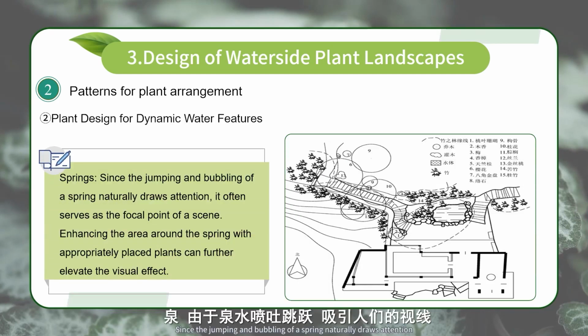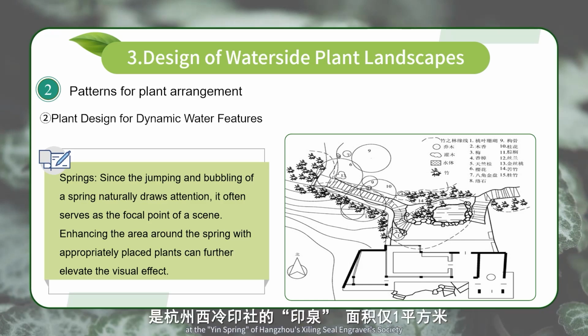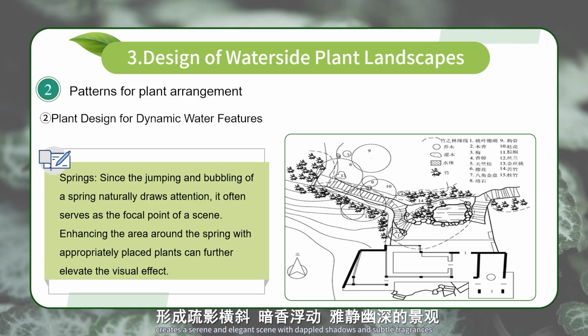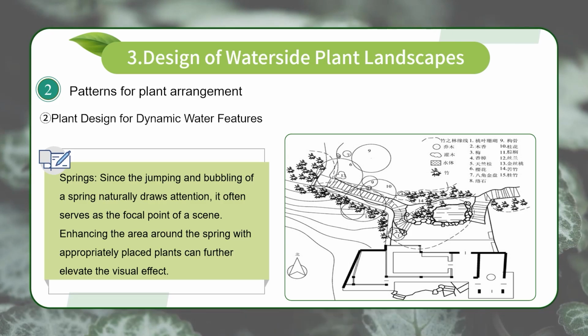Springs. Since the jumping and bubbling of a spring naturally draws attention, it often serves as a focal point of a scene. Enhancing the area around the spring with appropriately placed plants can further elevate the visual effect. For instance, at the Yin Spring of Hangzhou's Xiling Seal Engraver Society, although the spring pool is only 1 square meter, the combination of Ophiopogon grass planted between the stones, a clump of Kosa dogwood, and a plum tree arching over the water creates a serene and elegant scene with dappled shadows and subtle fragrances.